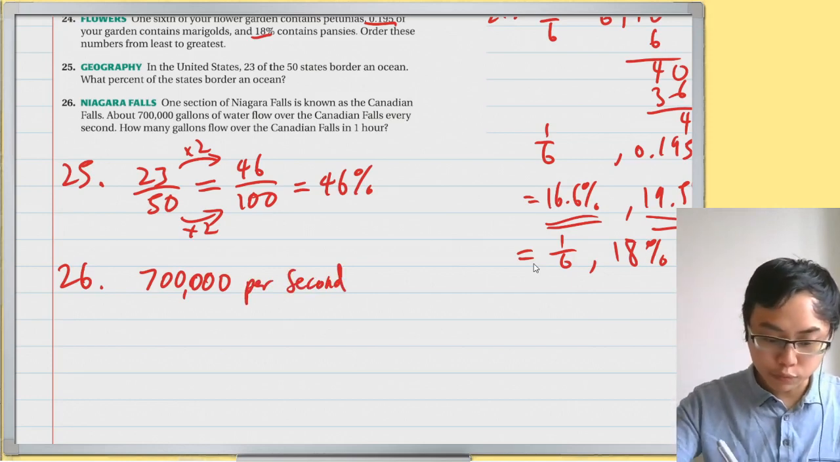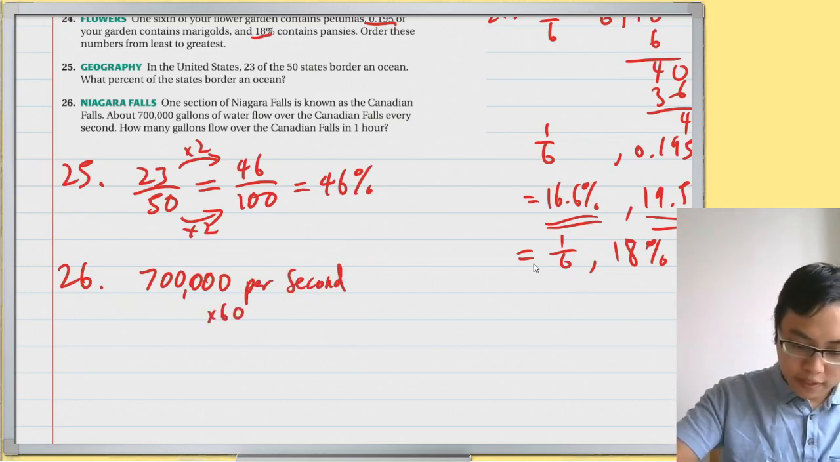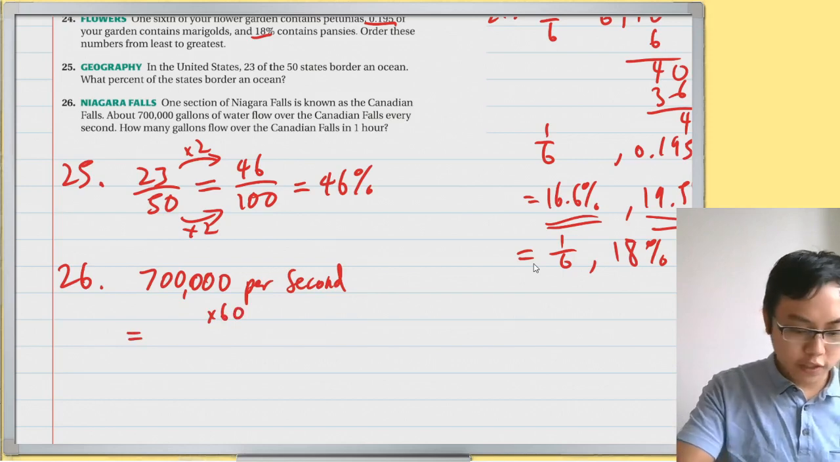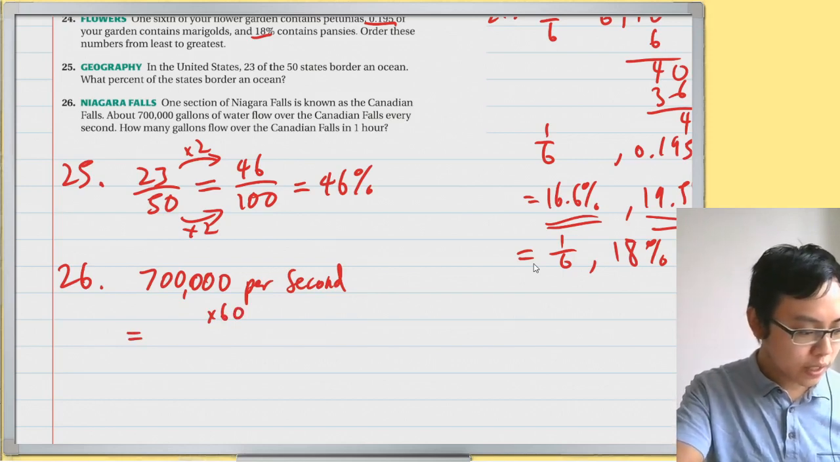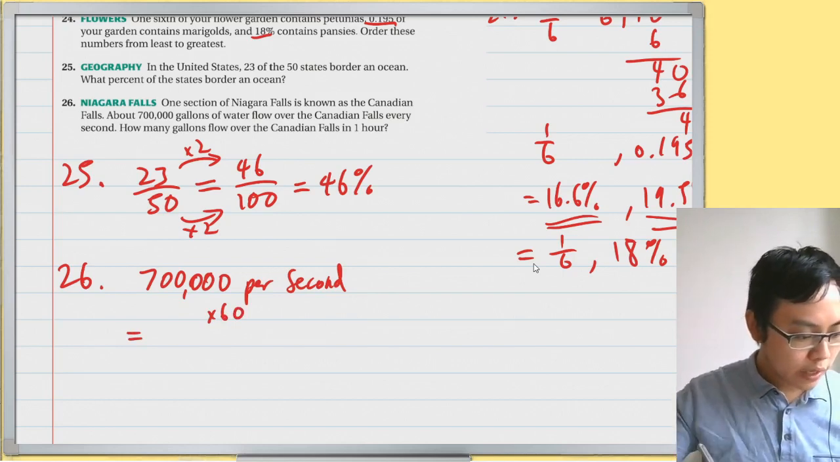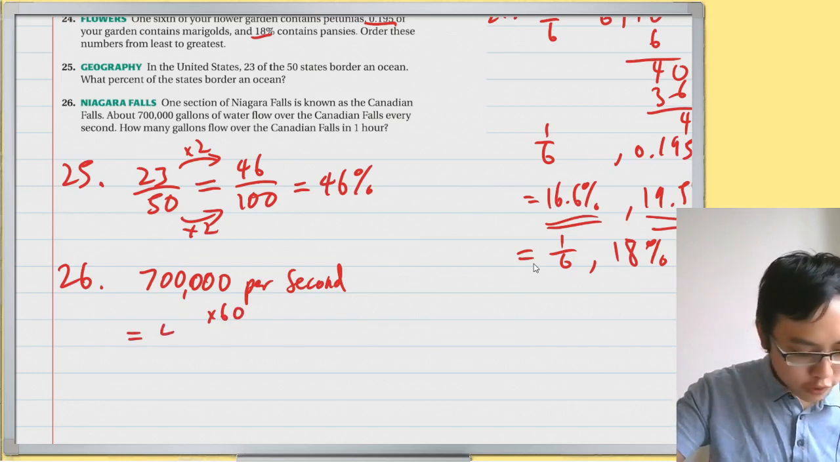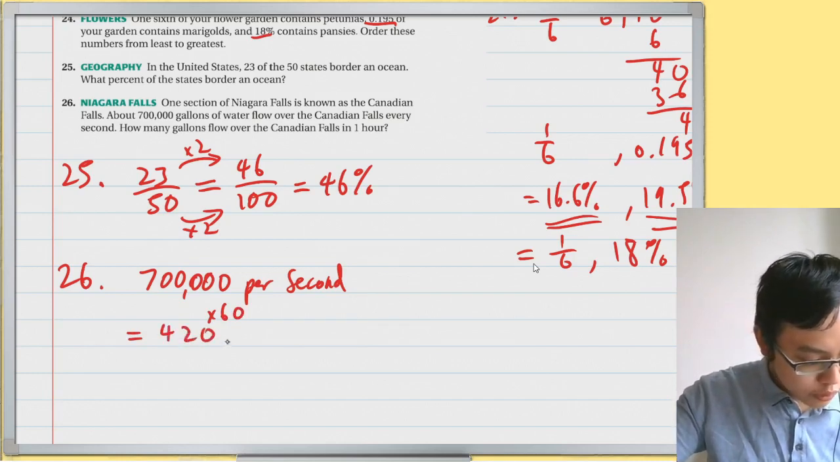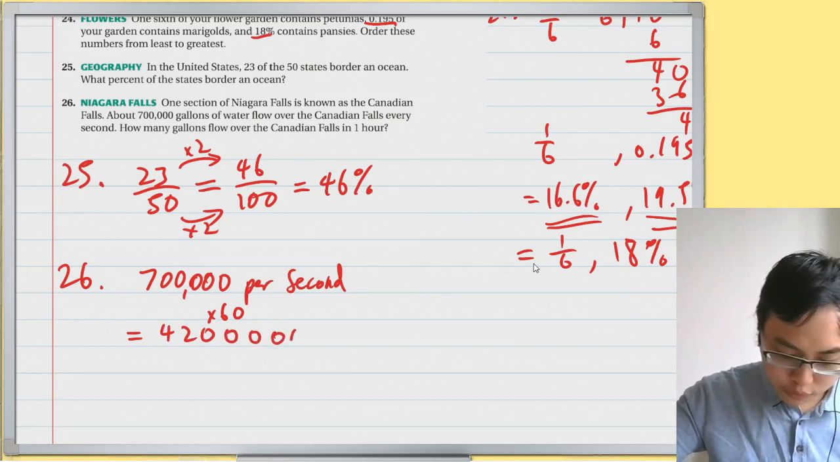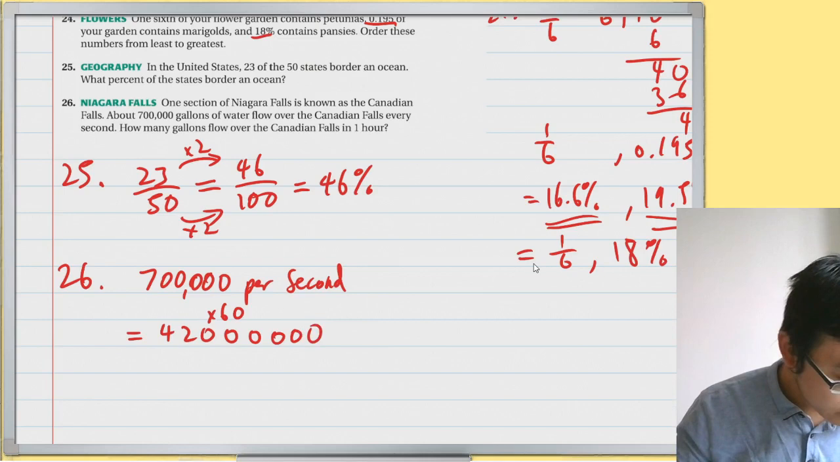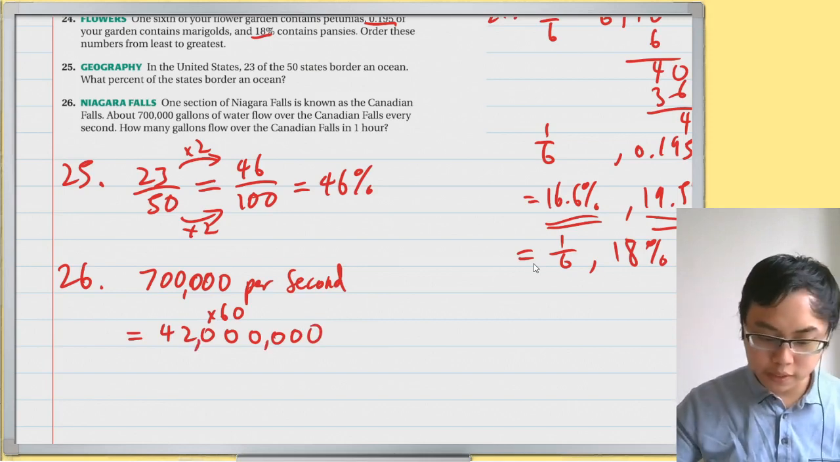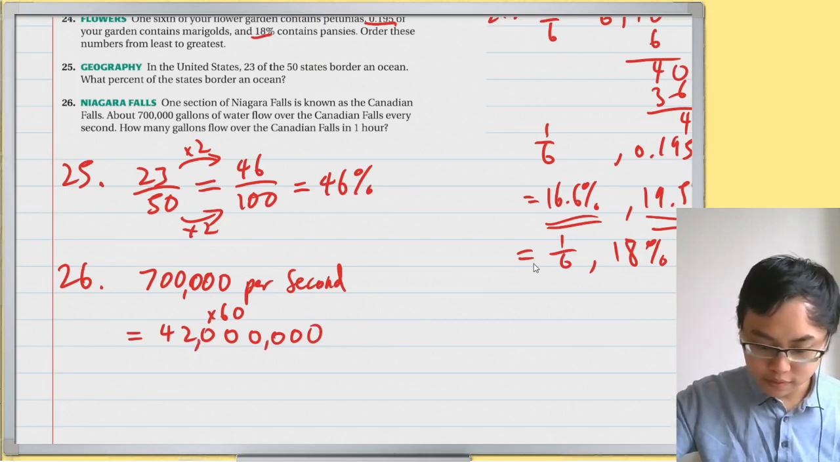Now, how many seconds in a minute? That's 60. So let's multiply that by 60. 700,000 times 60. Let me just make sure I did it correctly. It should be 42 million gallons per minute.